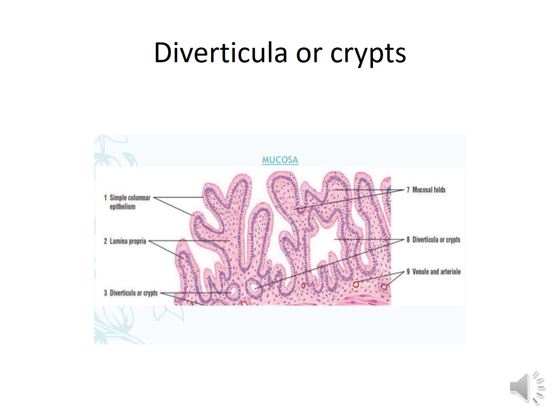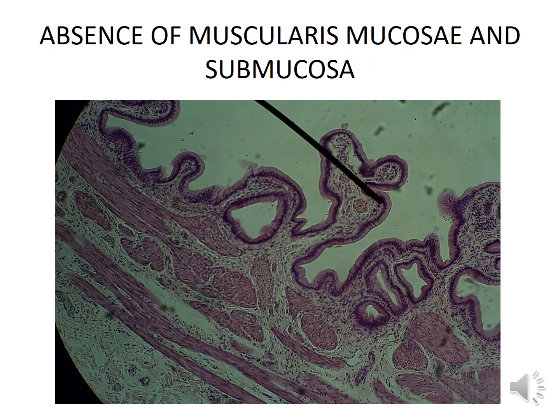You can see here, these are the diverticula or crypts. They appear like glands, but these are not glands. These are only the indented part of the epithelial folds. So, muscularis mucosae is absent, and also the submucosa. Now, this is the mucosa, epithelium, lamina propria, and then this is the muscularis externa, and then serosa or adventitia. So, no muscularis mucosae and no submucosa present in the gallbladder.